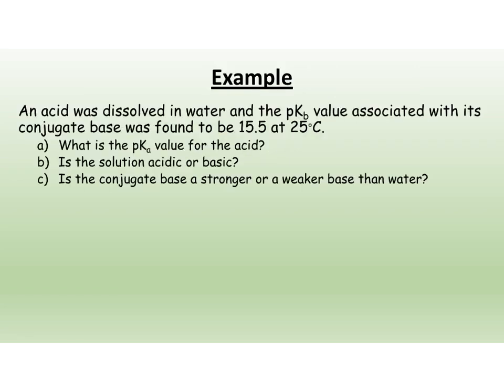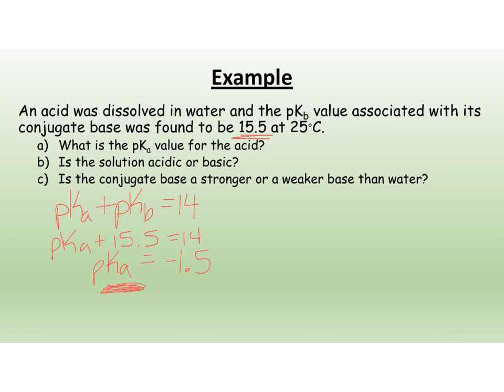All right, so this last little example wants us to bring it all together. The first thing it asks for is the pKa value for the acid. You see that we were given the pKb value right here. Okay, so we know that pKa plus pKb is equal to 14. So we plug in our pKb right here and solve for pKa, and we get a pKa value of negative 1.5. So hopefully that tells you immediately this is a very strong acid. It's definitely an acid because it has a small pKa value. It's even in the negative region. So this is definitely an acid.